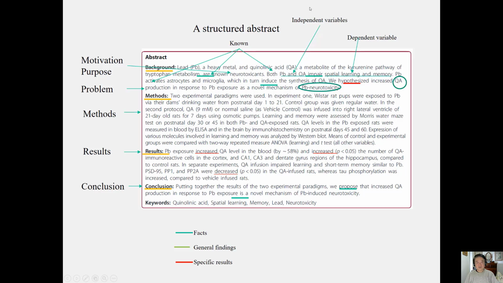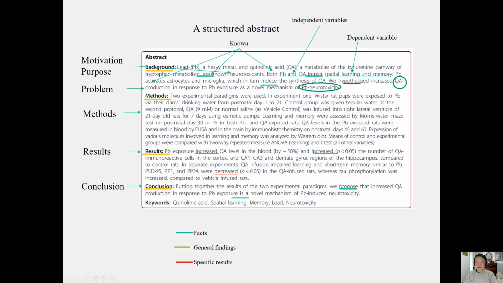The second is to talk about the method. This is quite extensive. Normally, you don't have this long, but you need to tell people what method you have used. The method will cover the research design and the technique you have used. For example, here it says in experiment 1, and in experiment 2, you have two parts, two components. Then they have used rat pups.